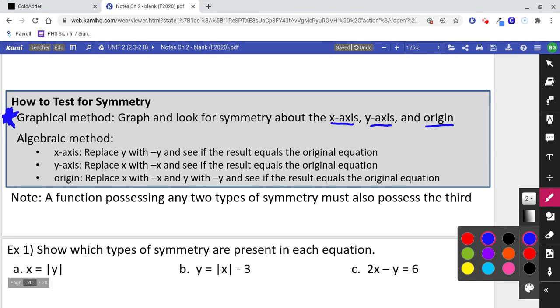For the x-axis, you replace y with negative y, or opposite y, actually, and see if the result turns into the original equation. For y-axis symmetry, you replace x with opposite x and see if you get the original. For origin, you replace both x and y with opposite x and opposite y and see if the result is the original. So that's a good method, but it's going to be a lot easier if you can graph it.